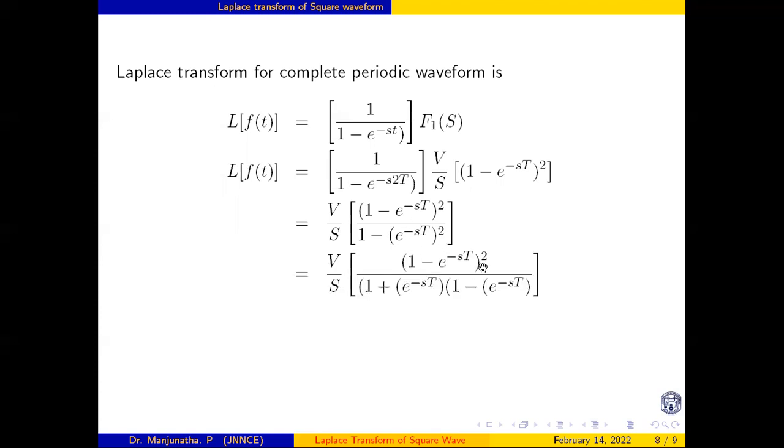So this one I have written as it is. This is something like a square minus b square, so a plus b into a minus b. So this whole square and this square will get cancelled out, and the remaining is 1 minus e to the power of minus st divided by 1 plus e to the power of minus st. So this is the Laplace transform of the entire waveform.